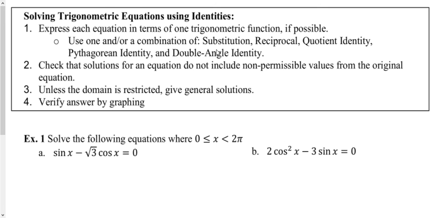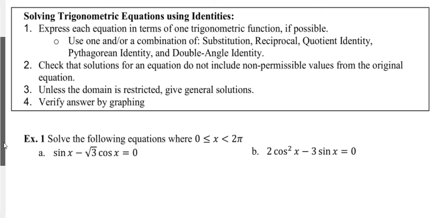Note that you're going to do a combination of substitution, reciprocal, quotient identity, Pythagorean identity, and double angle identity. It's any combination of this to basically isolate your equation. Check your solution for an equation that does not include the NPVs, so make sure that your answer doesn't include any NPVs. Also double check what your domain is, if it's restricted. If not, then give general solution, and of course verify by graphing. And you can also verify by using your graphing calculator by going y1, y2.